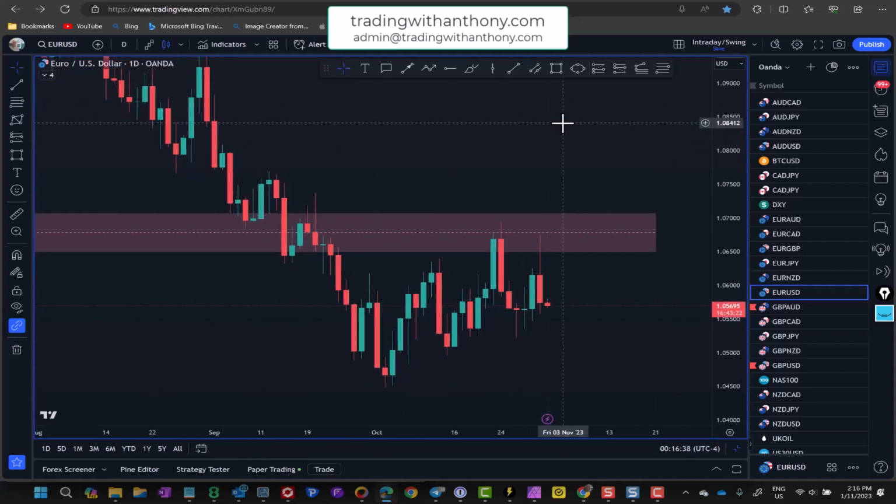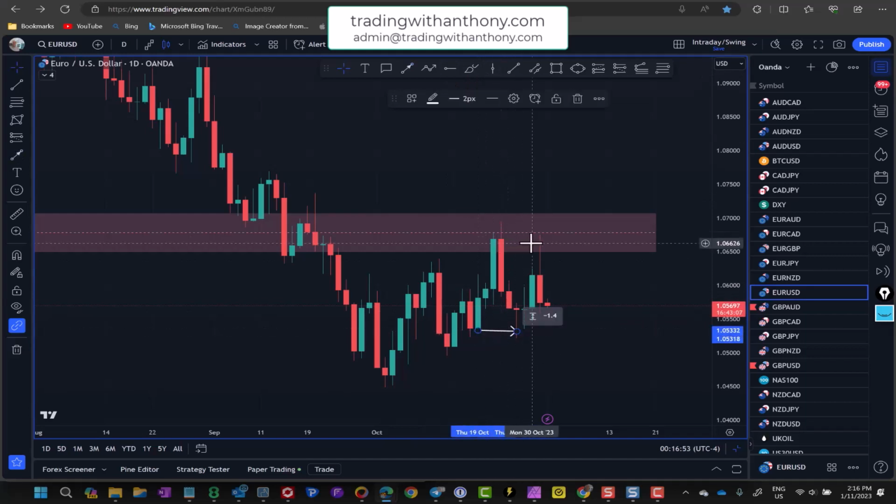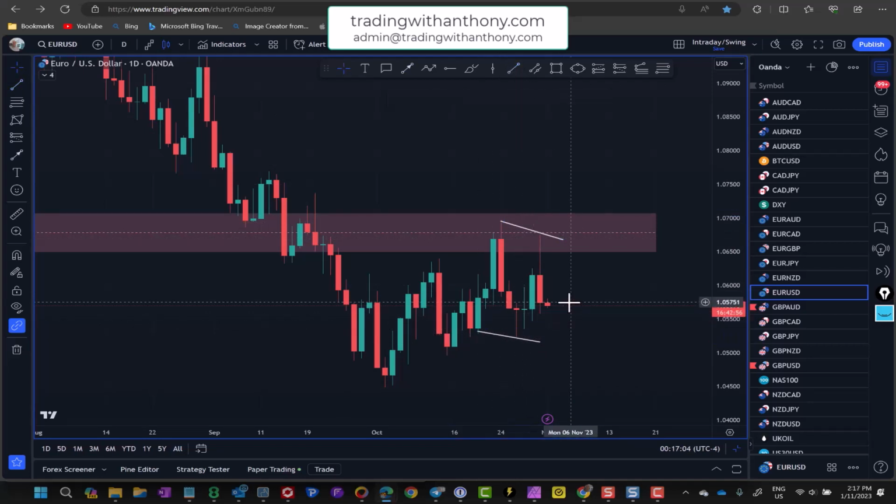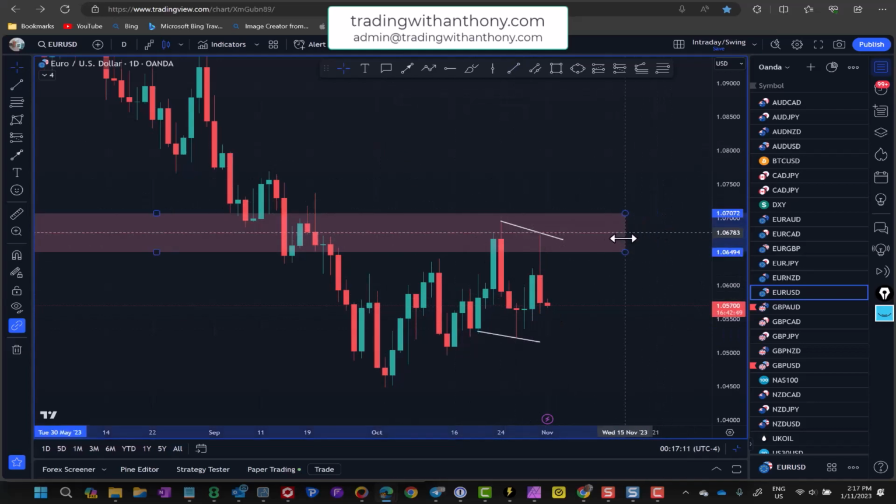So let's just look at this price action here. It's ranging through here. We get now a lower low there, lower high. So this is something that's worth noting. Lower low, lower high. So you can see a little bit of a shift going on here. It's run into liquidity above.